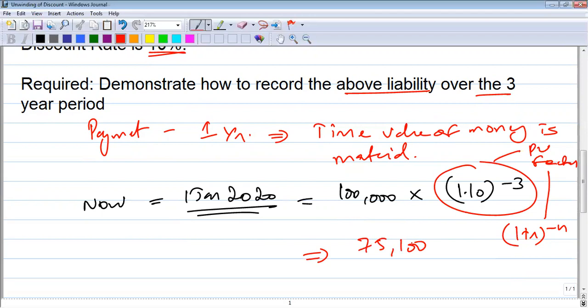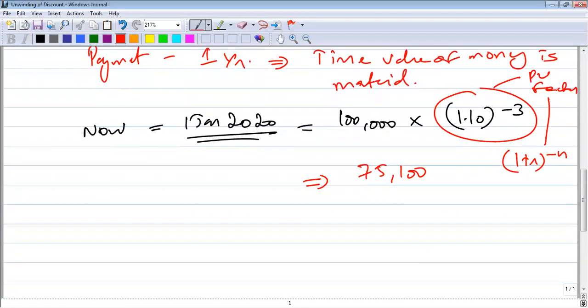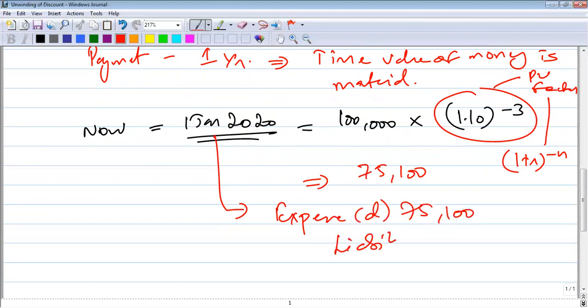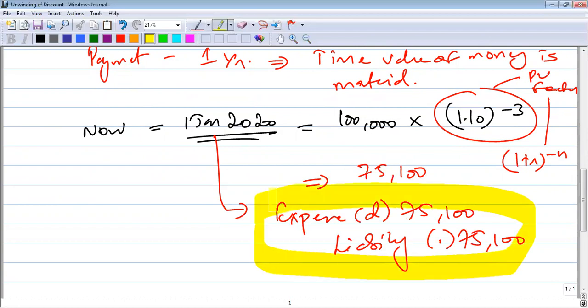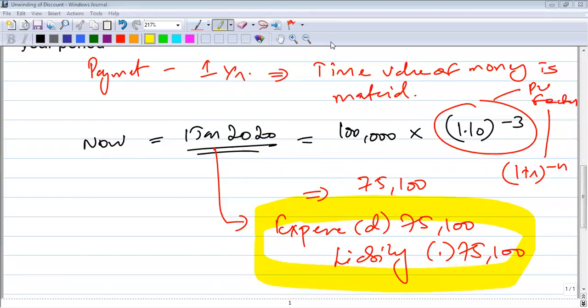So what you are going to do right now is say at this time period, 1st January 2020, the expense or purchases or whatsoever is debited by 75,100, and liability is credited by 75,100. So if you have to recognize an expense right now, this is how you're going to recognize it at 1st January 2020: expense debit and liability credit. So basically we have to pay 100,000, but we have recognized 75,100 as a liability.